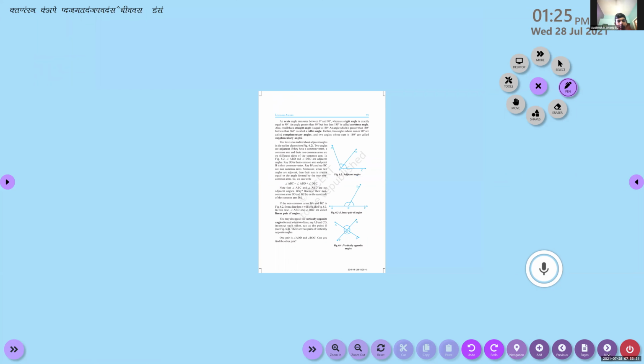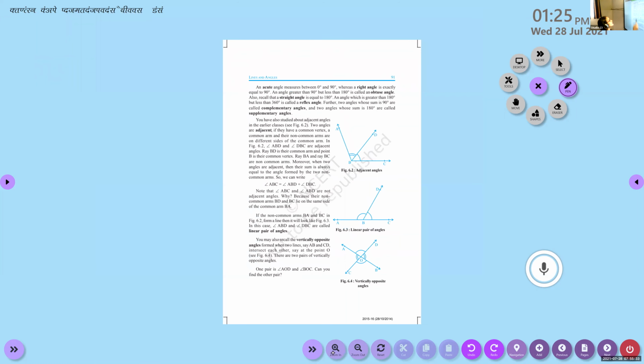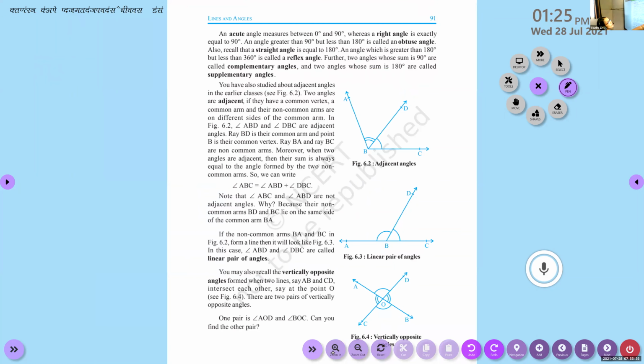Okay. So all these angles up to reflex angle we have drawn, then no need to write. We have drawn the examples now. No need to write what it is, everything is there with that figure. Now, about adjacent angles.